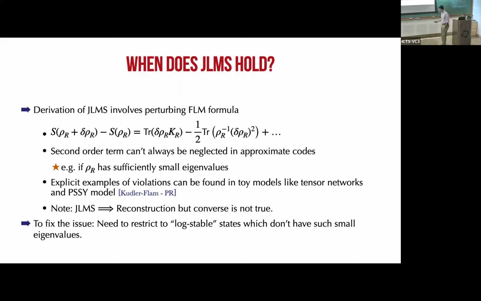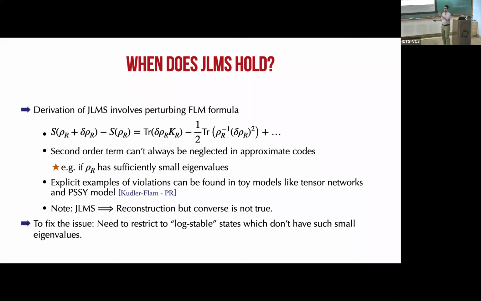In the exact error correcting code story, you could always choose delta rho to be arbitrarily small, right? So you can always take the limit where delta rho is much smaller than anything else in the problem. And then you can always drop all of these higher terms. But in the approximate story, there's an error, right? So the FLM formula itself has an error. So you don't want this term to be lost in those errors.